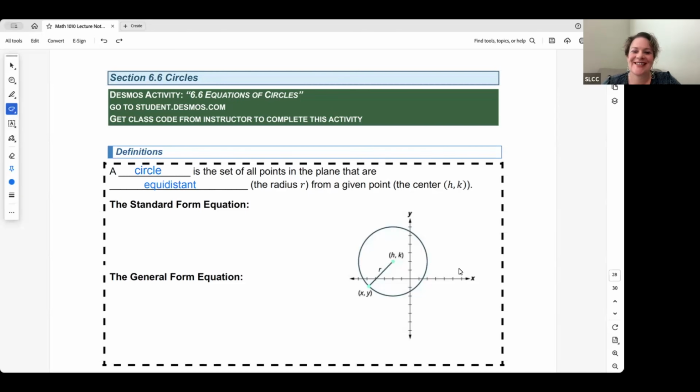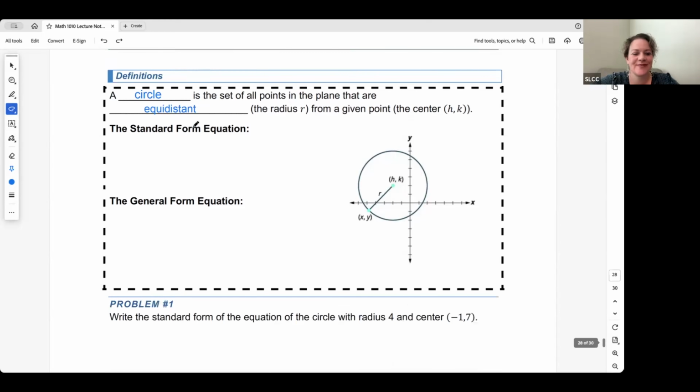Hello, everyone. Today we're going to cover section 6.6, circles. In this video, we'll go over the definition and problem number 1 and number 2. Notice there's a Desmos activity that you can go and do to gain a deeper understanding.